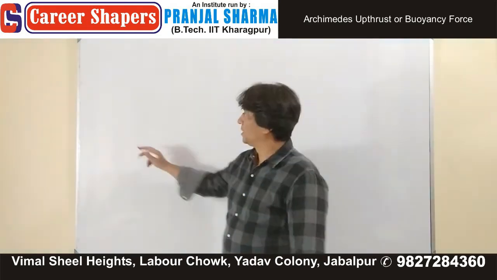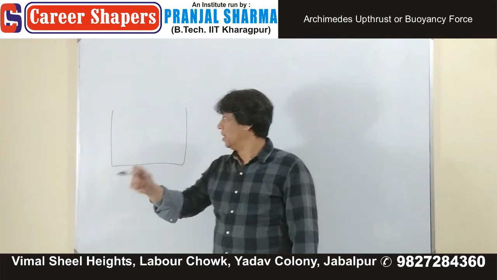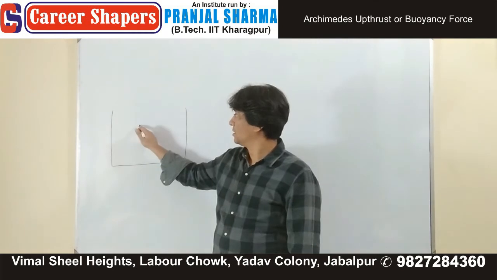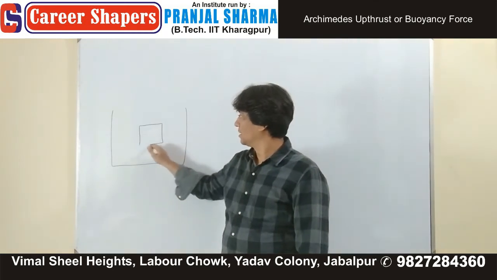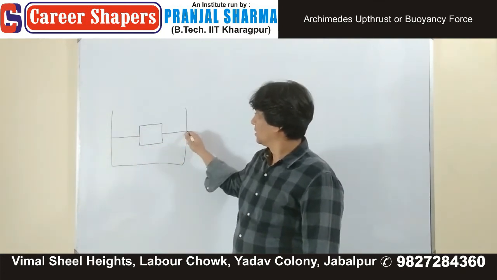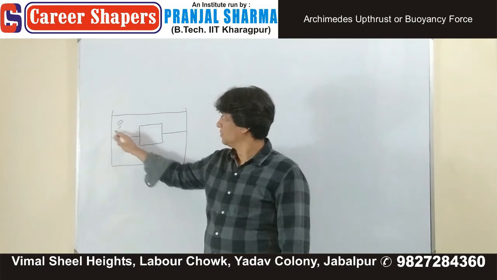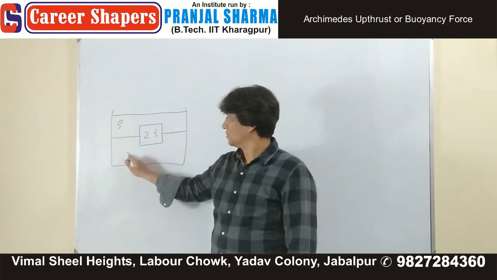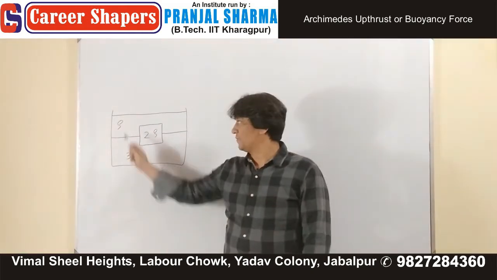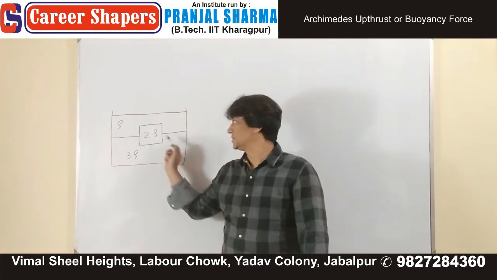Look at this interesting question. There are two liquids of density rho and 3 rho. And the object, which is a cube, its density is what? 2 rho.